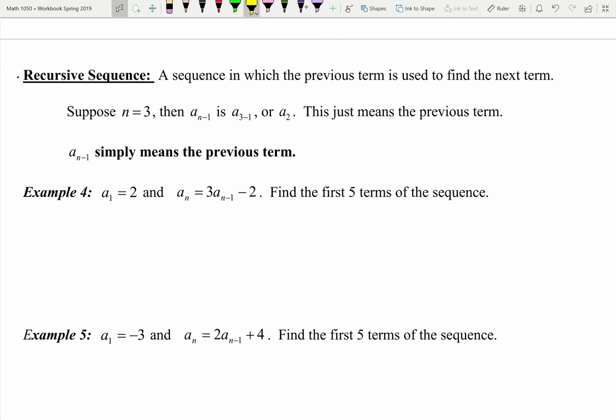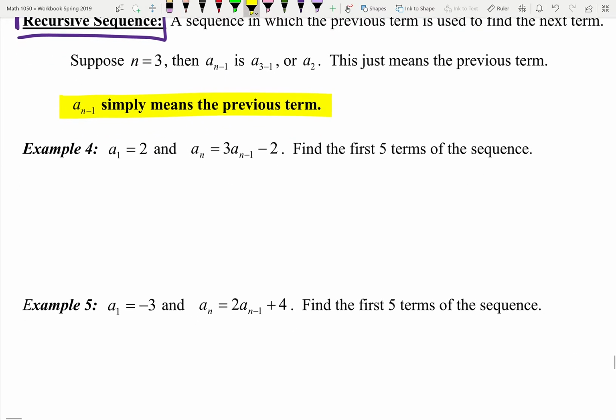This is my guess that this guy right here is going to be on the final, called a recursive sequence. Okay, so a recursive sequence is a sequence where in order to find this term, I have to know the term before. So it just involves the term before. That's it. What I really need you to know on a recursive sequence is a sub n minus 1 means the previous term. So I do not think this is difficult at all. But if you don't know that a sub n minus 1 means the previous term, then it is going to be difficult. Okay. All right.